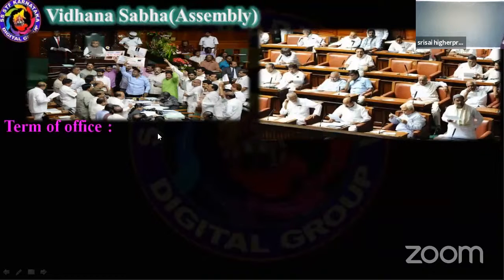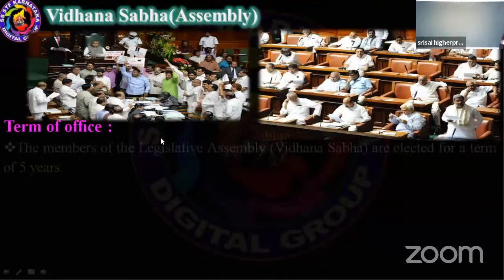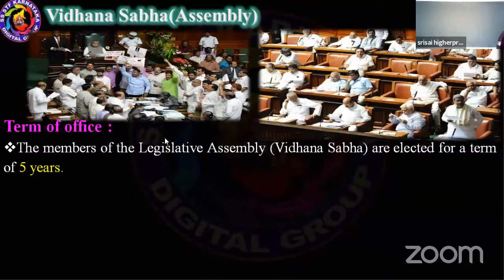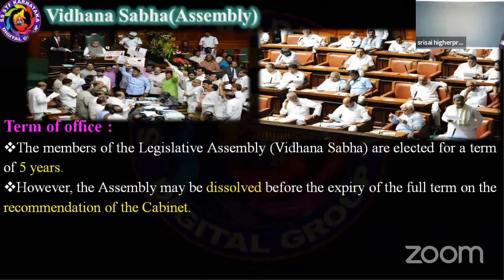The term of office is 5 years, as you already know. Every 5 years, the people of Karnataka elect their representatives by casting their vote during the election. The members of the legislative assembly are elected for a term of 5 years. It is not permanent. After the 5 years, they should step down, even though they may try to fight to get that seat again.